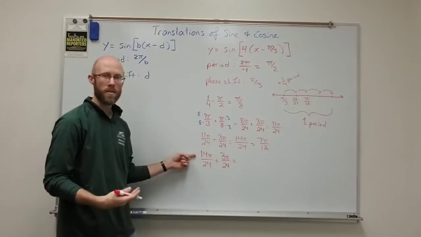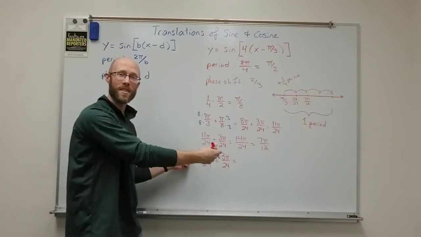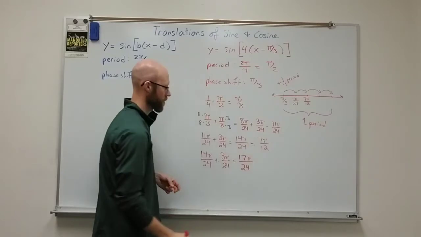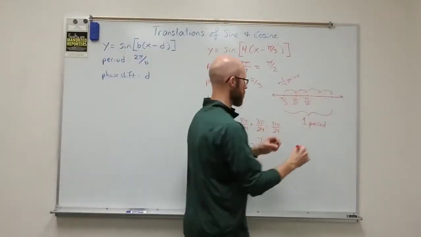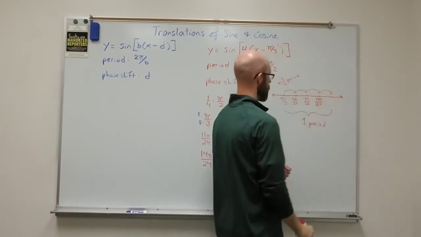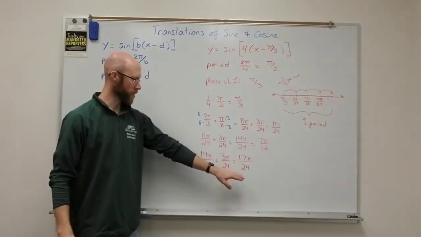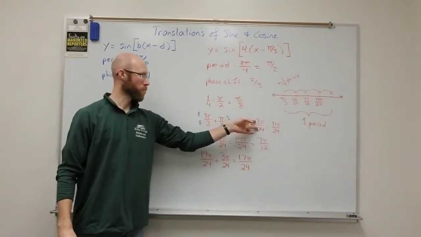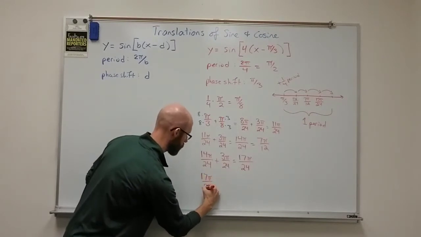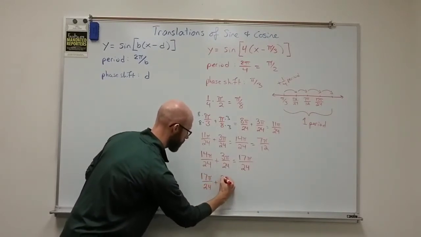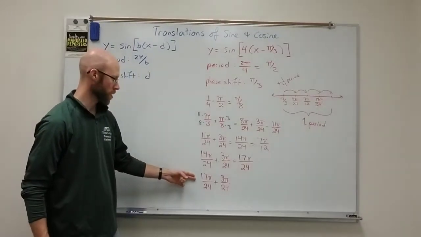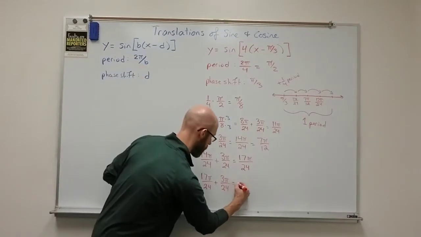And that's going to give me 17, sorry, I almost said 7, 17 pi over 24. That doesn't reduce, so that's going to be my third quarter, 17 pi over 24. And then the last one is found by adding to this another 3 pi over 24. So we take 17 pi over 24, add another 3 pi over 24. Of course, that's going to give me what, 20 pi over 24?